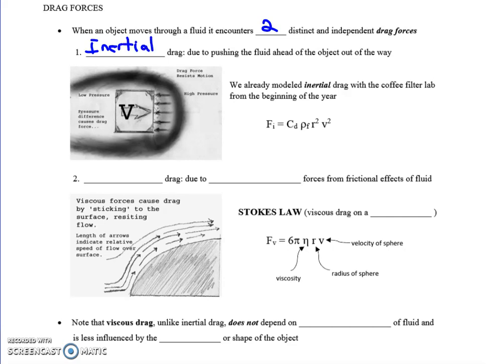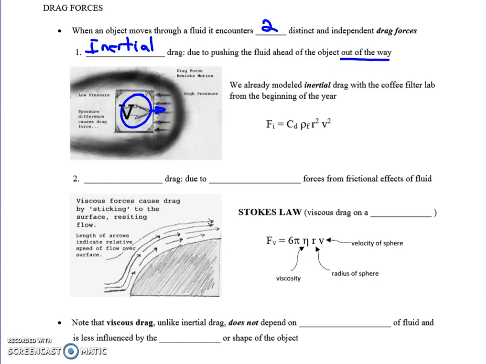So what is inertial drag? It is the drag that you get due to pushing the fluid ahead of the object out of the way. That's an awkward way of putting it, but imagine I have some object here that's moving this way, and it's encountering air or water. Well, the air or water is in its way. In a sense, it has inertia. It doesn't want to move. So when you push it out of the way, you can make sense that it's going to push back and give you a resistance.